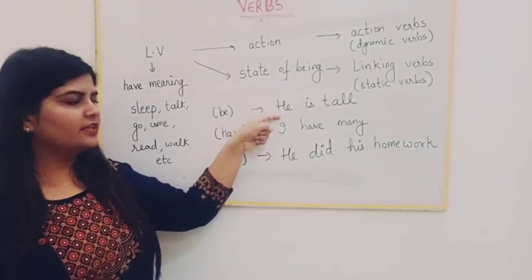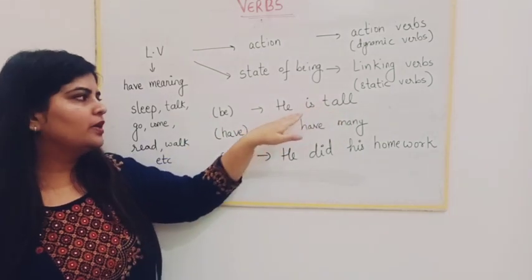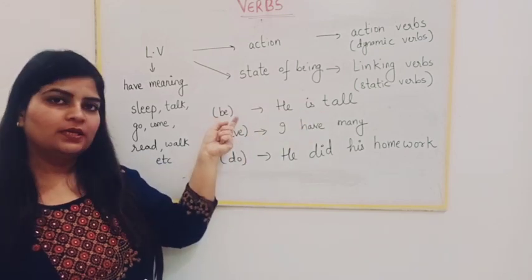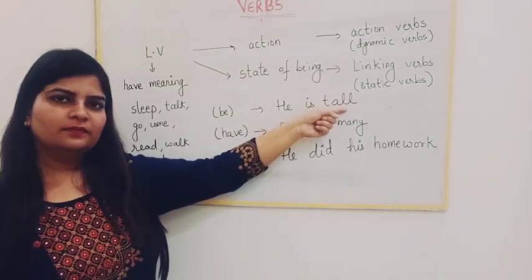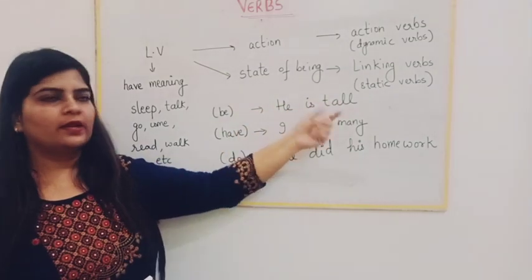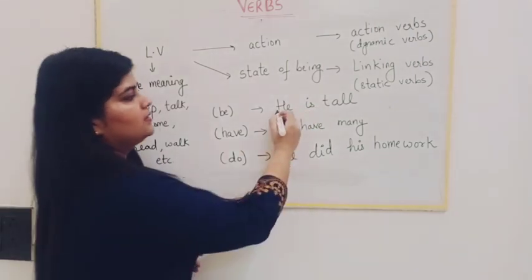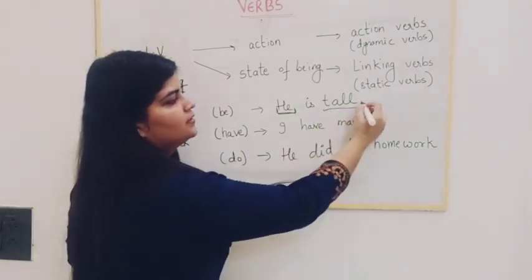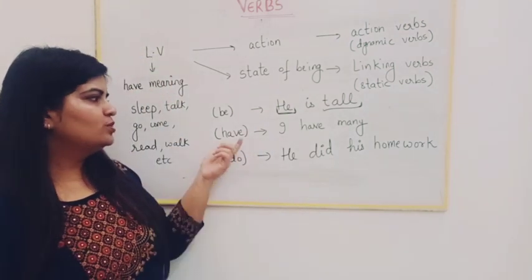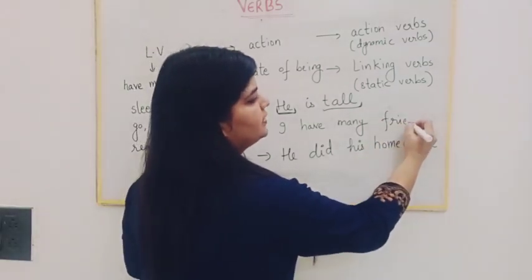For example, in the first sentence we can see, he is tall. Now, he is the subject, is is the form of be and tall is the adjective, that means the complement. So, here is is used as a linking verb which is linking the subject with this complement. In the second sentence we used have: I have many friends.